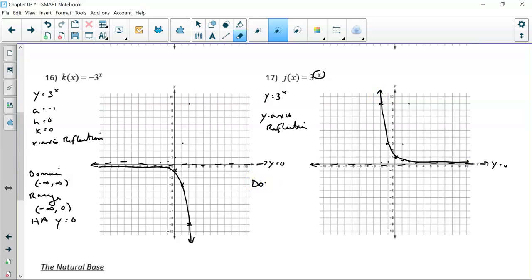Our domain, negative infinity to infinity. Our range, 0 to infinity. And our horizontal asymptote, y equals 0. So that's how those transformations affect the graph.